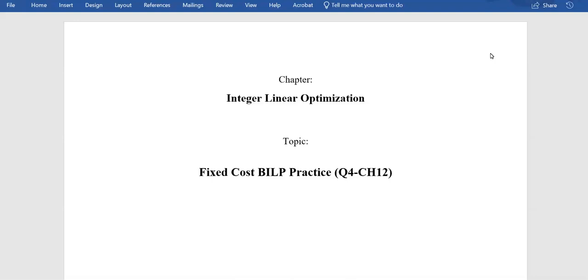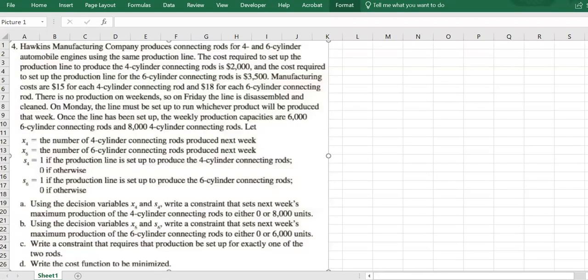In this video, we're going to solve a practice question on fixed cost formulation. Question number 4 from chapter 12. In this question, we have a manufacturing company producing connecting rods for 4- and 6-cylinder automobile engines using the same production line. Then we have the setup cost for 4-cylinder connecting rods and the setup cost for the 6-cylinder rods.